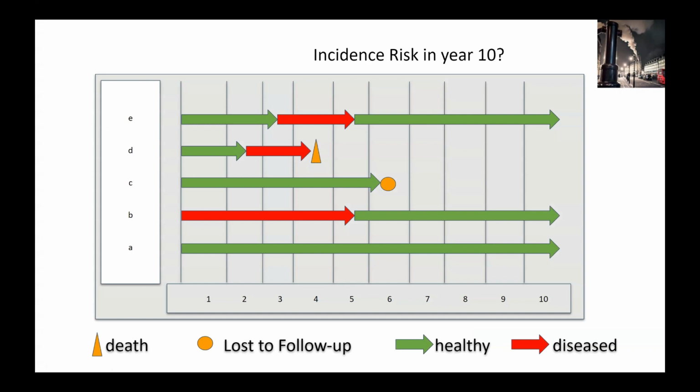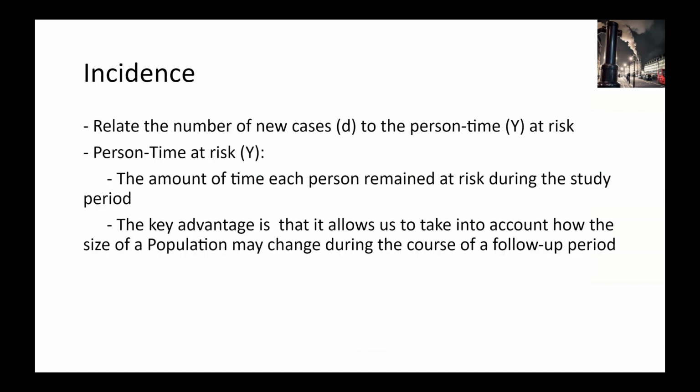In this example, we have individuals A, B, C, D, and E, followed for 10 years. If we analyze the incidence risk in December of year 10, we can see that D and E developed the disease, while B was diseased at the beginning of the study period. Hence, this population comprised 4 persons, A, C, D, and E, with 2 cases, D and E. Hence, the incidence risk was 2/4 or 50%.